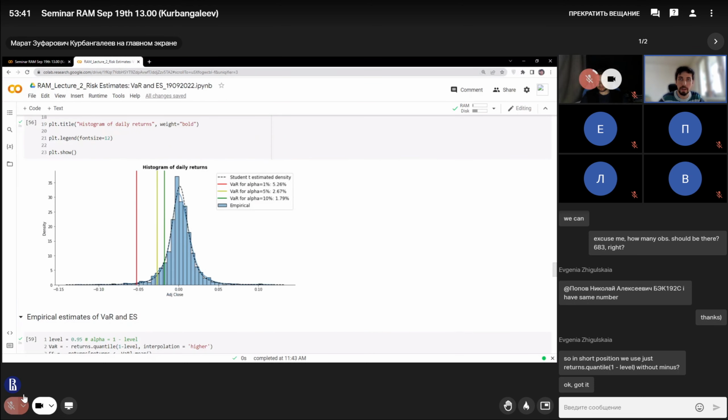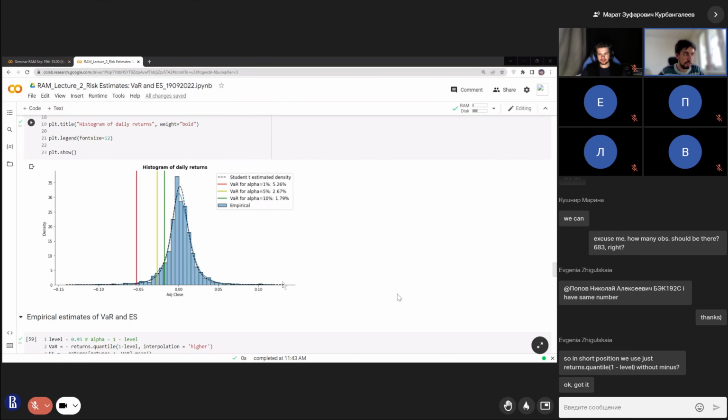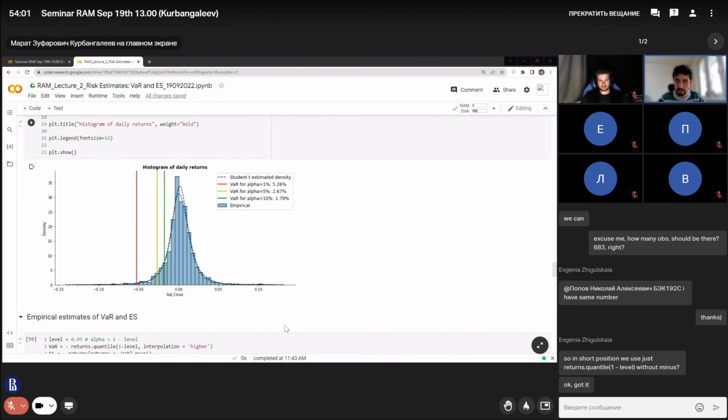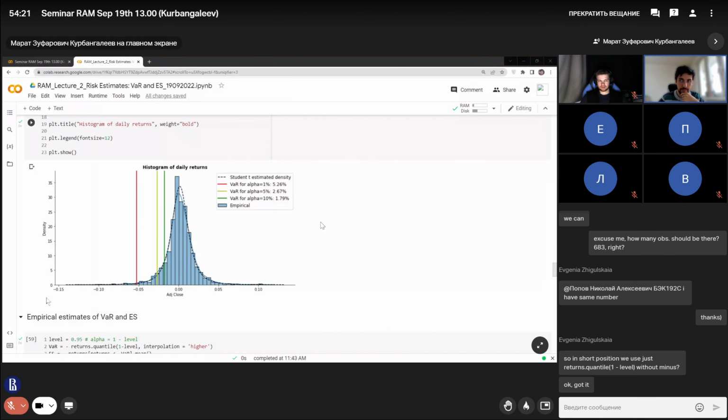Yes. Okay, great. Look, this particular picture is constructed for the returns. So the returns on stock, the positive part of this axis represent profits on long position, and negative one represents losses on long position. All right. So if we talk about long position, we are concerned about the negative part of this axis, and that means that we are trying to find our risk measures on the left tail, right?